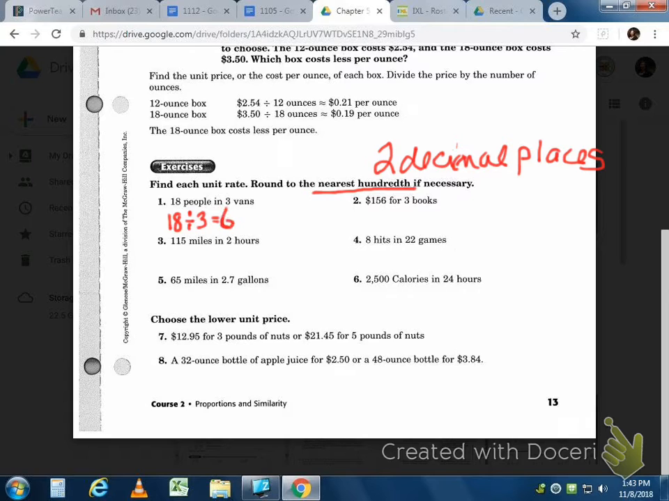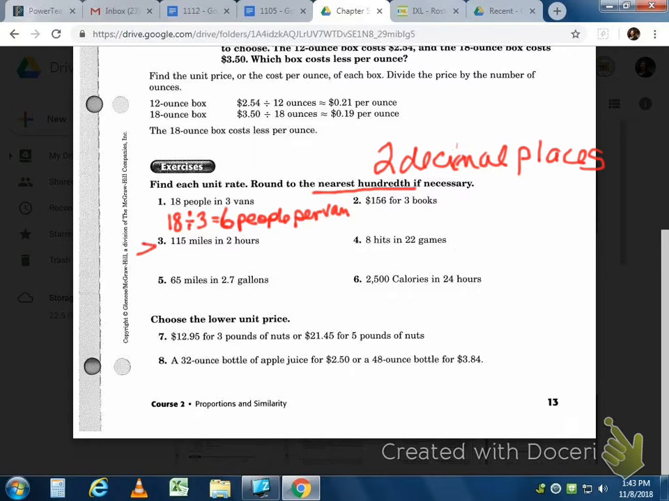Okay, so he's got it. He already did it without me even saying. 6 people per van is how you would write your answer. Please be very clear writing that down in your notes. 6 people per van.